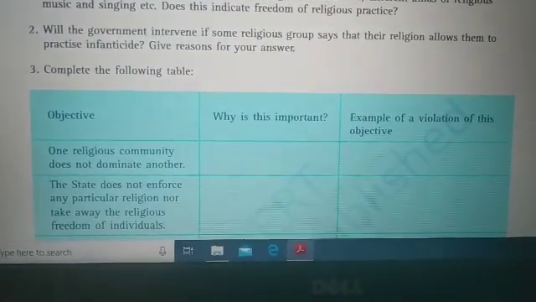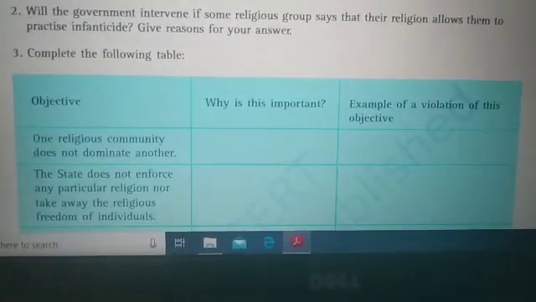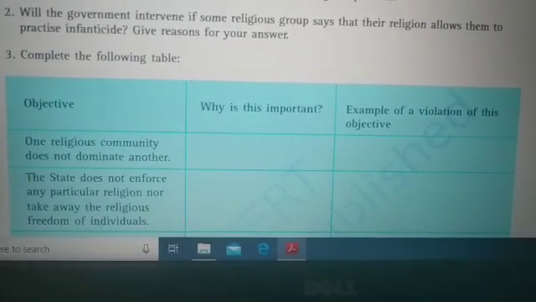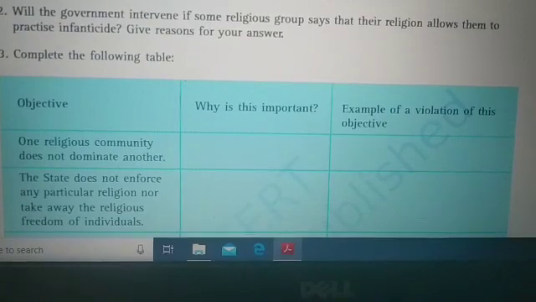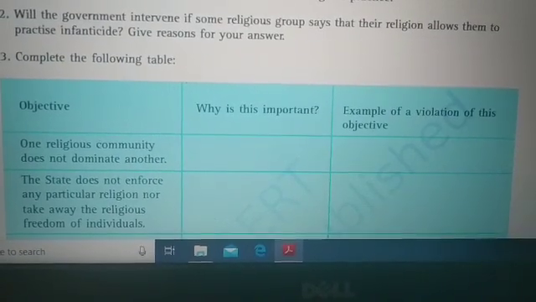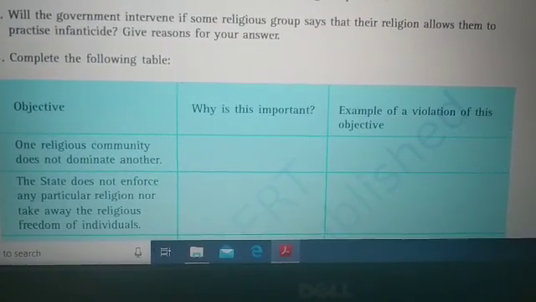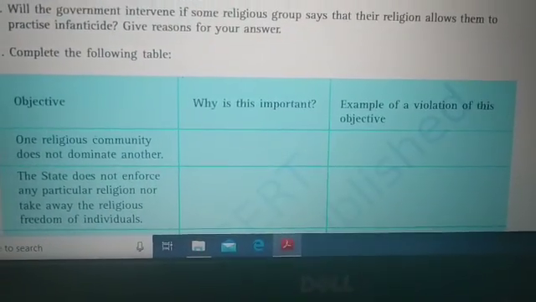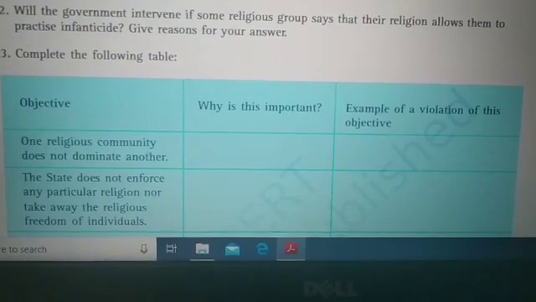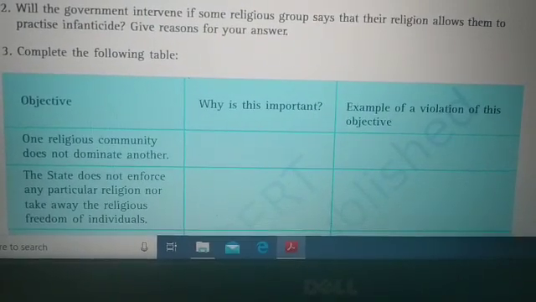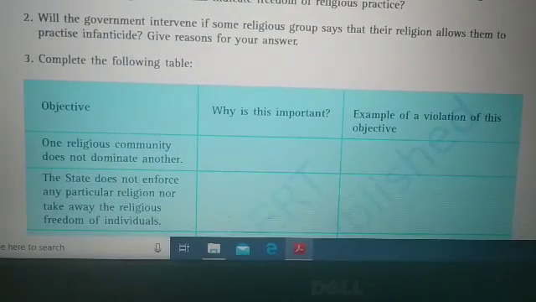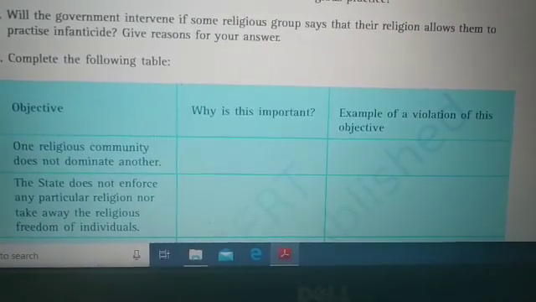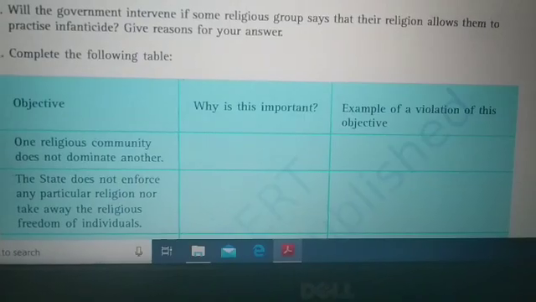Our next question is, you need to complete this table. You have 3 columns in this question. One is for objective. Next, you need to give the importance of that objective, and in the last column you need to write down an example of a violation of this objective. So our first objective is, one religious community does not dominate another. Why is it important? It is important to protect the fundamental right to freedom of religion.